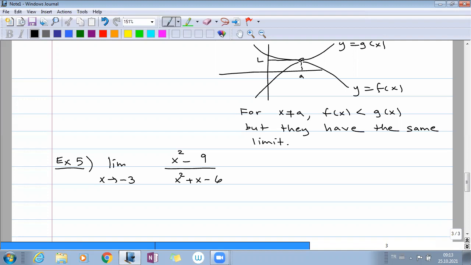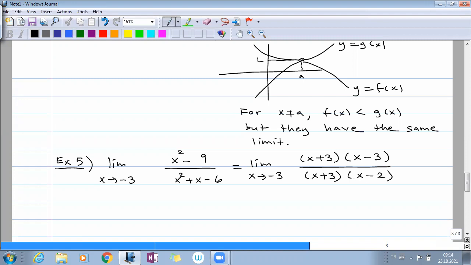And since both the numerator and denominator are polynomials, and at -3 the polynomial is 0, it means we have the factor x plus 3. The numerator we can factor as x plus 3 times x minus 3, and the denominator we factor as x plus 3 times x minus 2. Since we are taking the limit at -3, we are looking around -3, so x is not equal to -3.